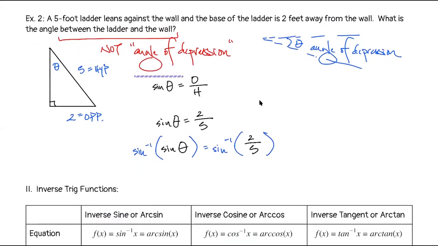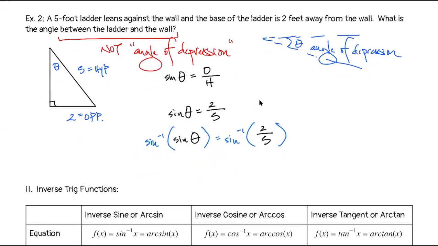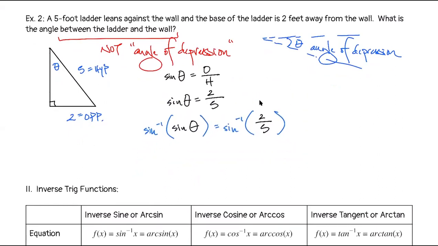Now, even though this looks like a lot of writing so far, okay, some of this we won't have to write as we kind of get the hang of what we're doing. But on the left-hand side, the sine and the sine with the minus one, those undo each other. So the only thing that's left on the left-hand side is theta, which is awesome because that's what we're looking for. Now, in word problems, we can take whatever we have on the right-hand side and plug it into the calculator, okay?